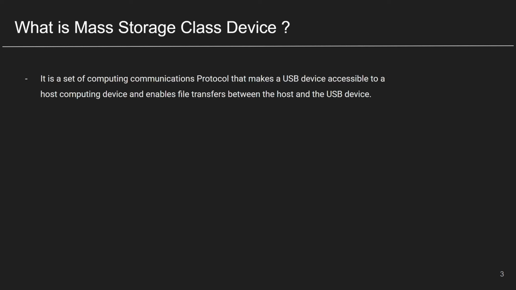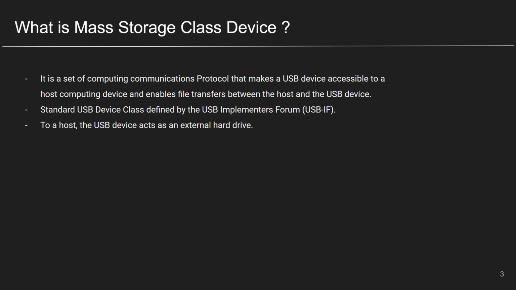Now let's understand what a mass storage class device is. It's a set of communication protocols that makes a USB device accessible to the host computer and enables file transfer between the host and the USB device. This standard is defined by the USB Implementers Forum, or USB-IF. To a host, the USB device acts like an external hard drive.